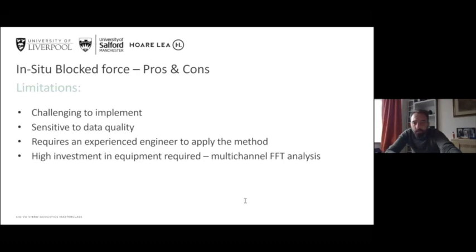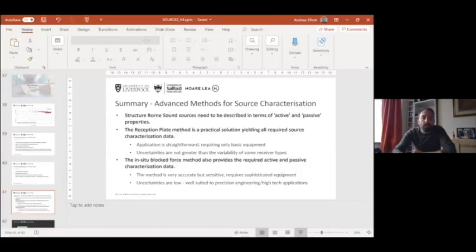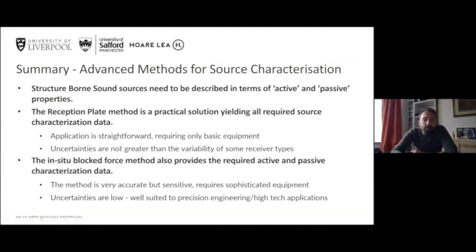Sorry, my final slide. So a summary on what I've been through in the presentation is basically what we've been saying all week: structure-borne sound sources need to be described in terms of active and passive properties. Martin has spoken about how you might measure or model those passive properties, and in this presentation we've looked at how we might obtain these active properties. The active properties generally cannot be modeled. For the time being anyway, it's always going to be easier to measure these active properties rather than model them, because the machines are too complicated on the inside to model easily.